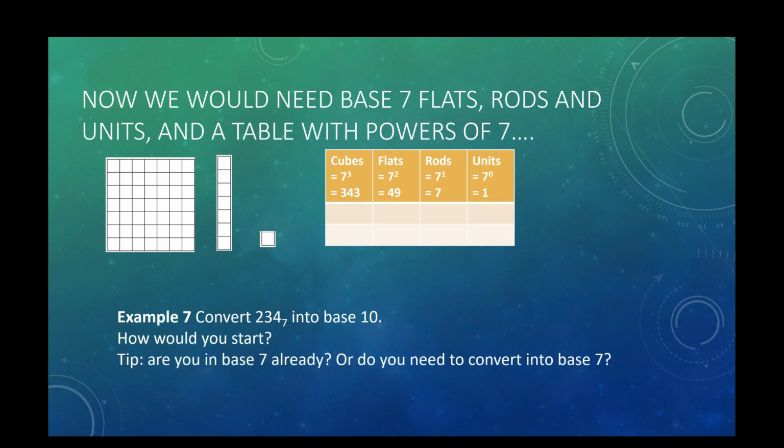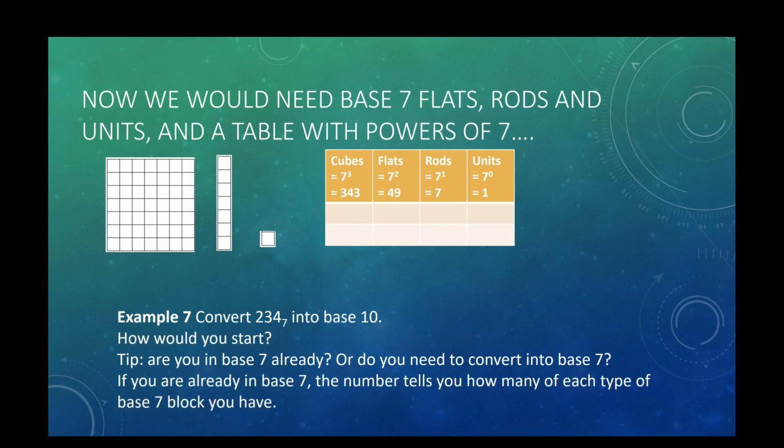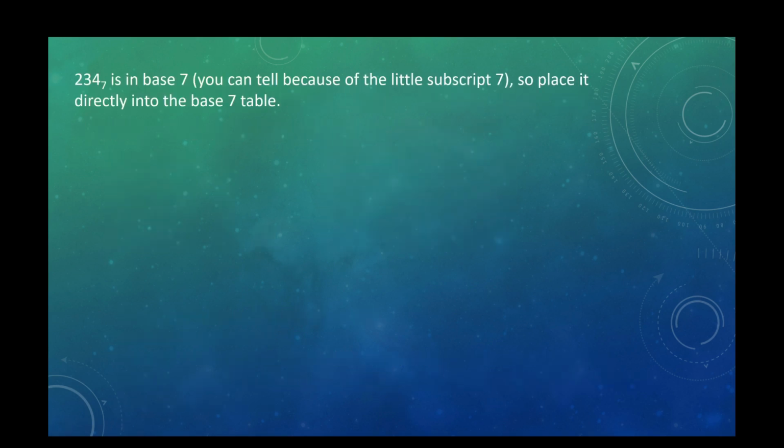Now, what I want you to think about for a second is, are you in base 10 right now? Are you in base 7 right now? Which is this number in, base 7 or base 10? That's going to help you a lot to start. If you're already in base 7, the number itself, the 2, 3, 4, tells you how many of each type of base 7 block you have. So we are in base 7 because it has a little subscript of 7.